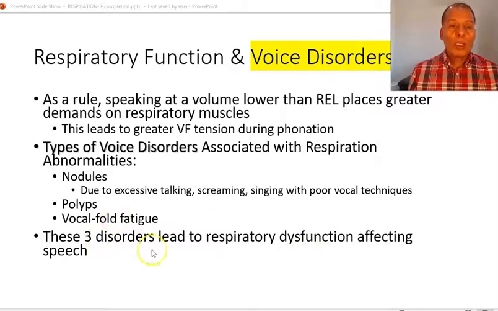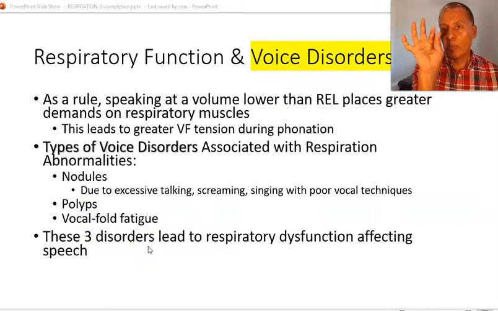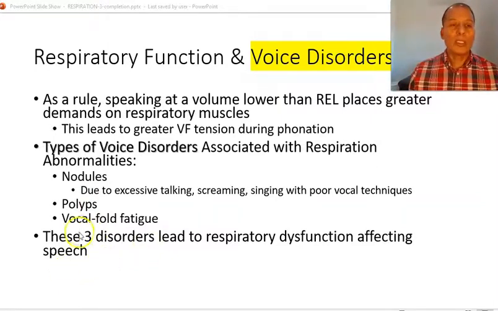So again, most of the problem is that the air just leaks out at the glottis, because the problem causes the vocal folds not to be approximated and have the compression that is needed for speech. The same can happen for vocal fatigue.